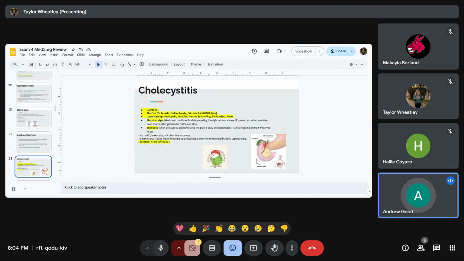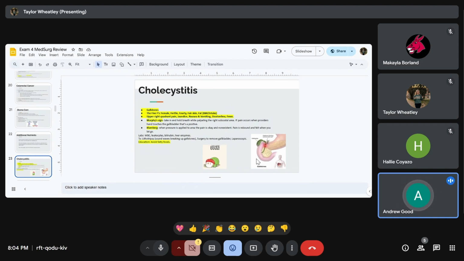Like what I talked about with the upper quadrant pain, if any test question comes in with upper quadrant pain, you want to think either cholecystitis, cholelithiasis, cirrhosis, or hepatitis. But those all kind of link up together with this.